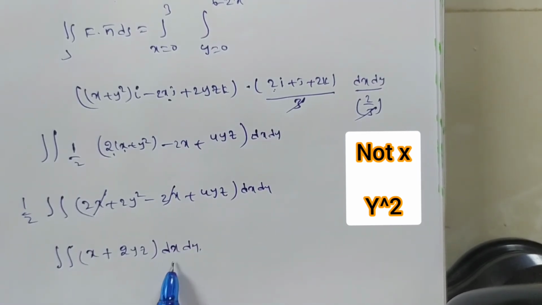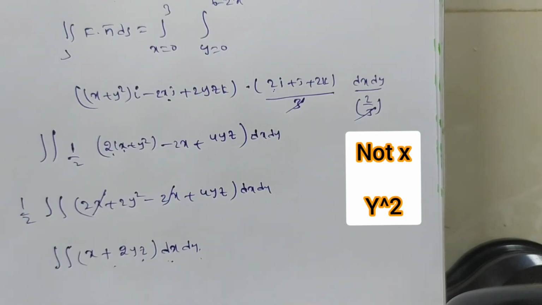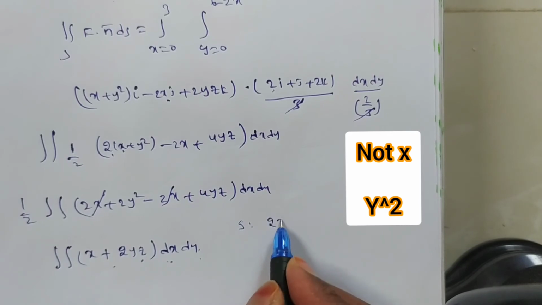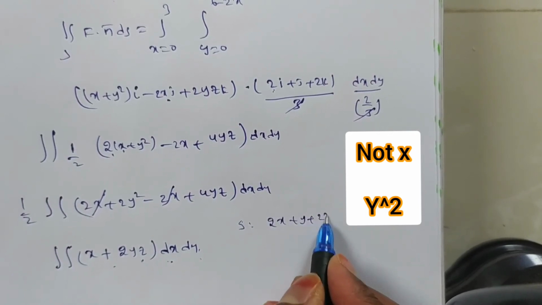Okay, integration with respect to x and y, but here you have another term z. So what to do? Don't put z equal to 0 yet. When you are finding the limits, that time only we will substitute z equal to 0 to get the xy limits. But in this case we are in the xy plane, so convert the z value in terms of x and y. How can you convert? The given surface is 2x plus y plus 2z is equal to 6.